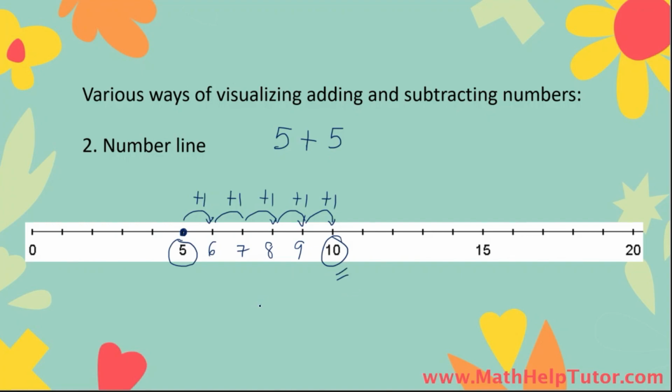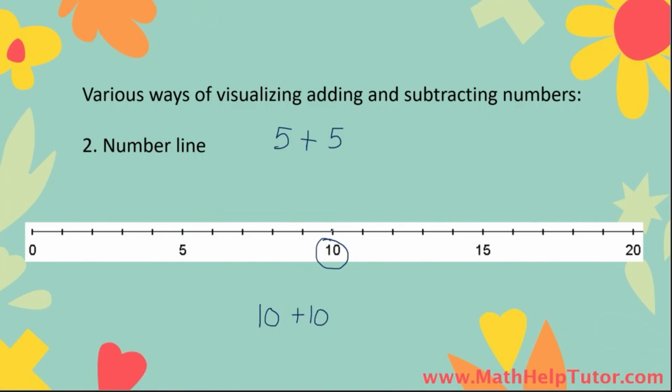Now, what if we are being asked to add another 10 to the number 10? Find the number 10 on the number line. Here's 10. Mark where it is in the number line. And what we do is we add 10. That's plus 1, another 1, another 1, another 1. We do this 10 times, right?